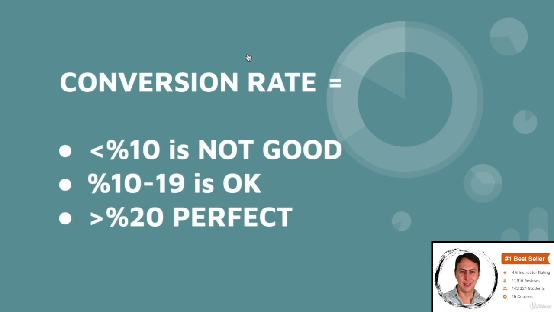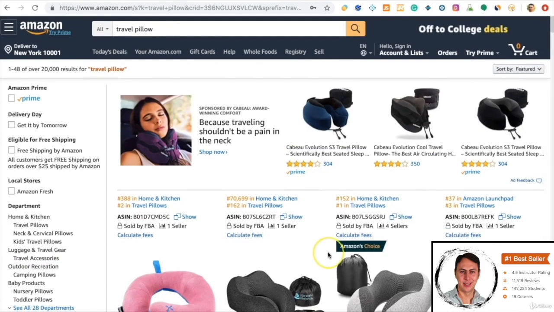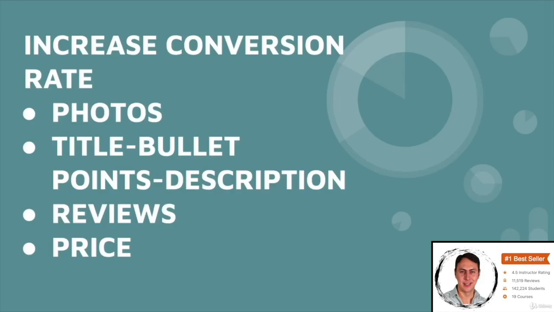If your conversion rate is below 10%, that is, if 100 people enter and 7 people buy products, this is a bad rate. We can say that between 10 and 19% is medium. But our goal is to be at least 20%. Of course, the more, the better. If 100 people enter and 50 people buy, your conversion rate is 50% and it is very good. This tells you that your product is fine.